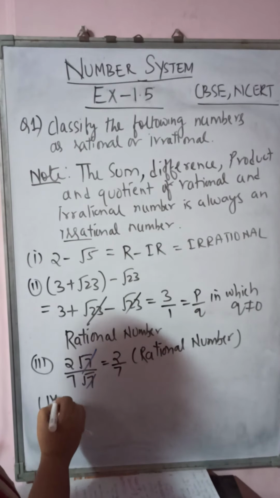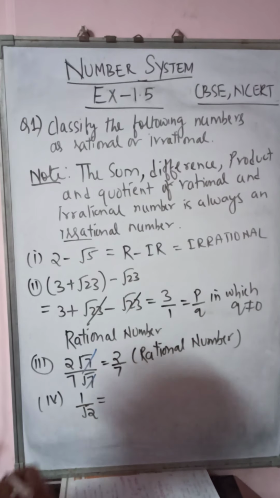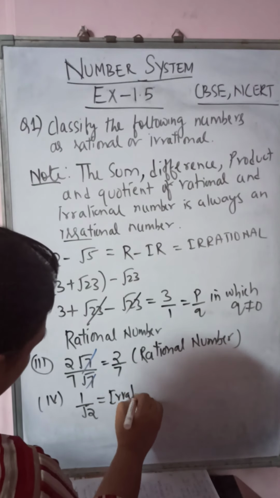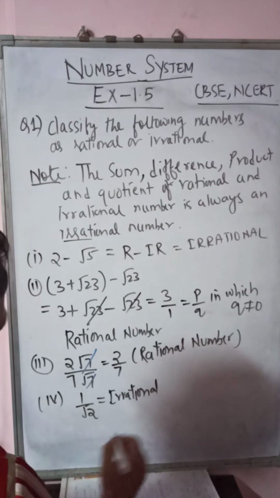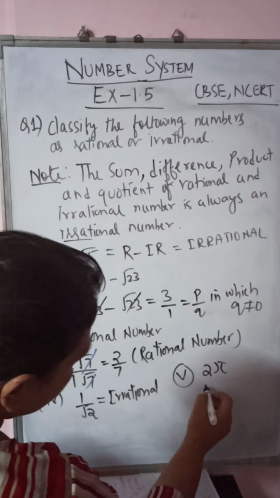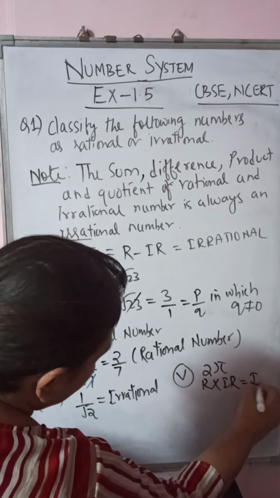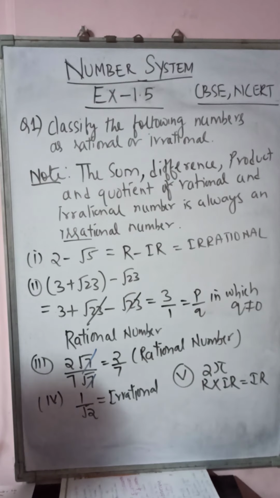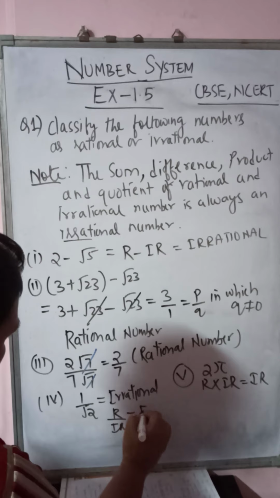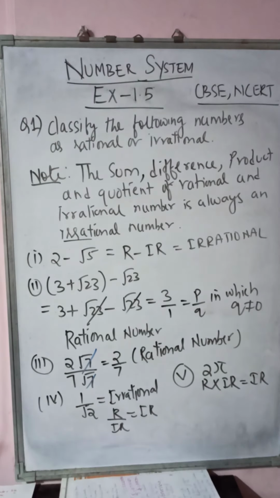Now the fourth one, 1 by root 2. One is rational, the other is irrational, so the answer will be irrational. Now the fifth part is 2 root pi. 2 is rational and pi is irrational, so rational into irrational will be an irrational number. So this number is irrational. And here 1 by root 2, rational by irrational, is always irrational. Okay, so question number 1 is done.